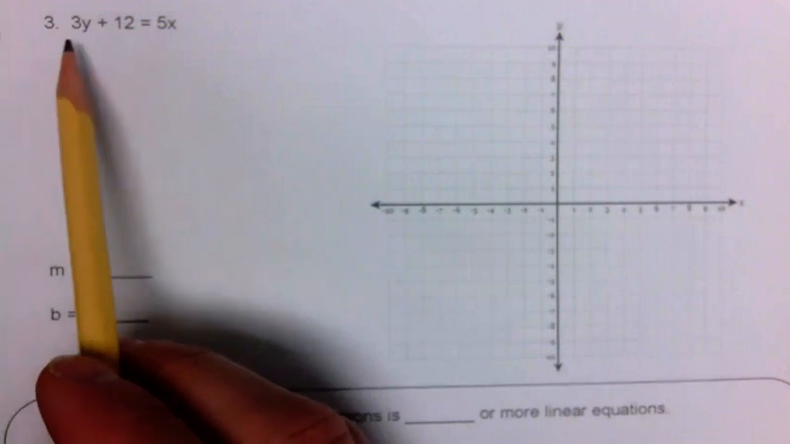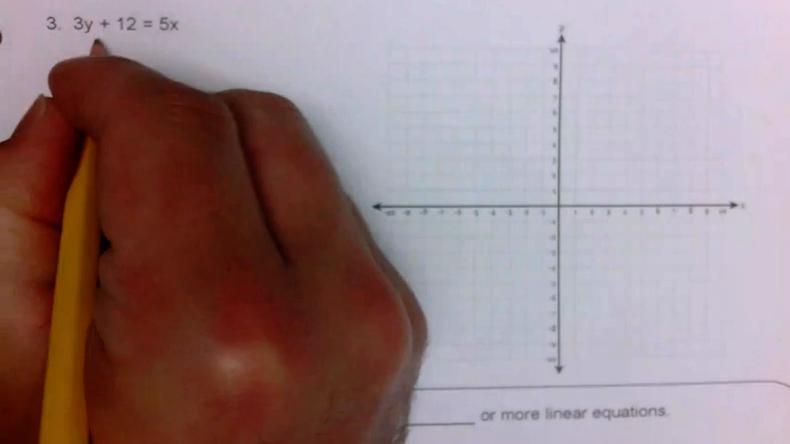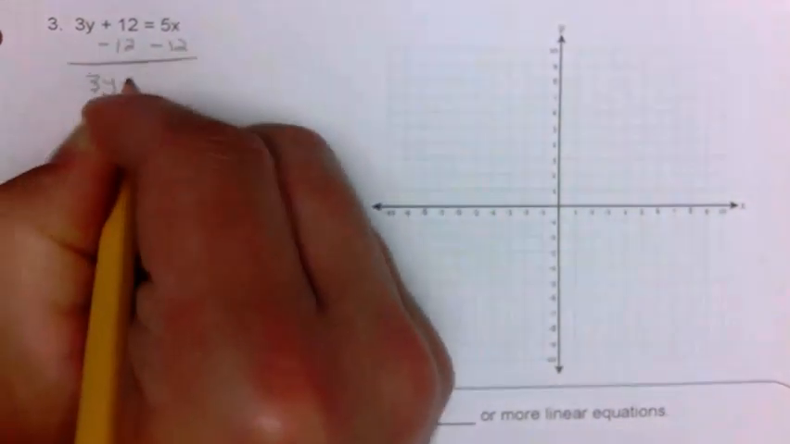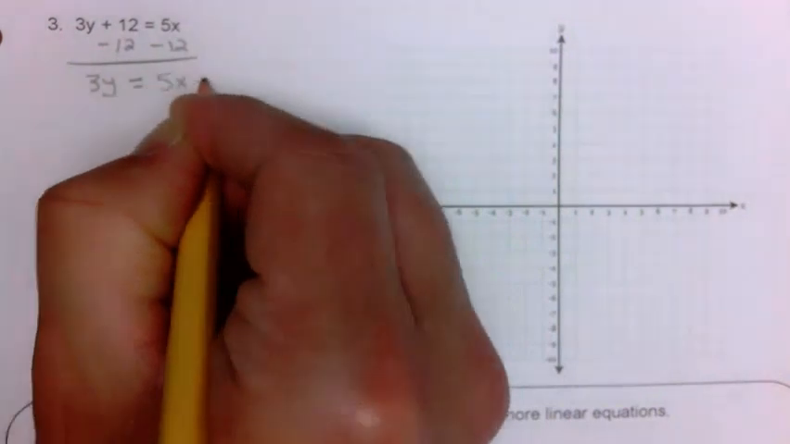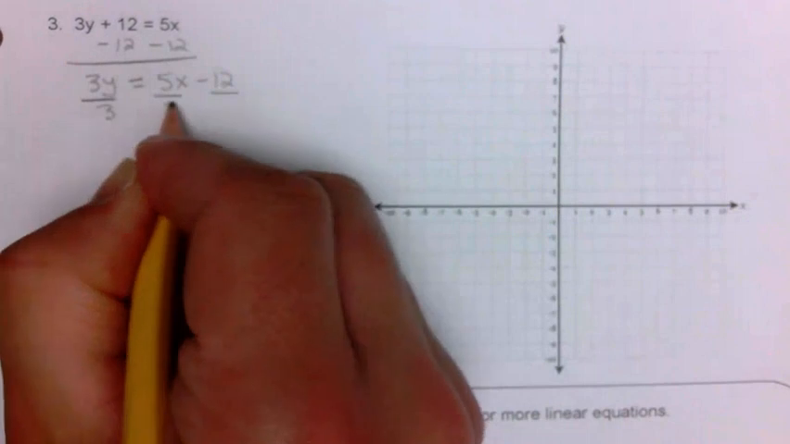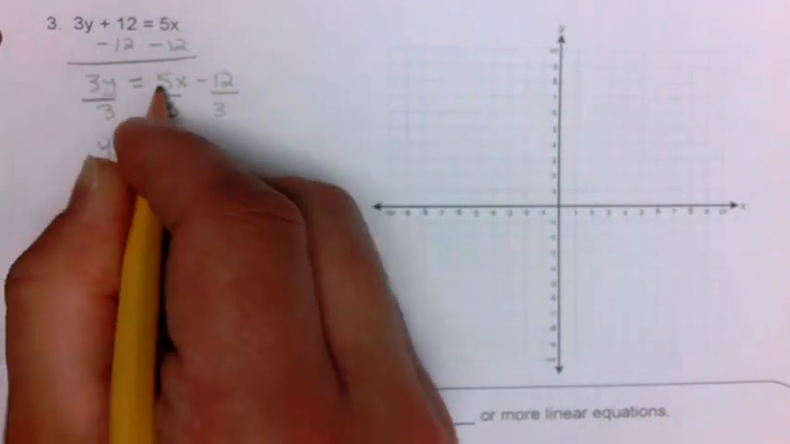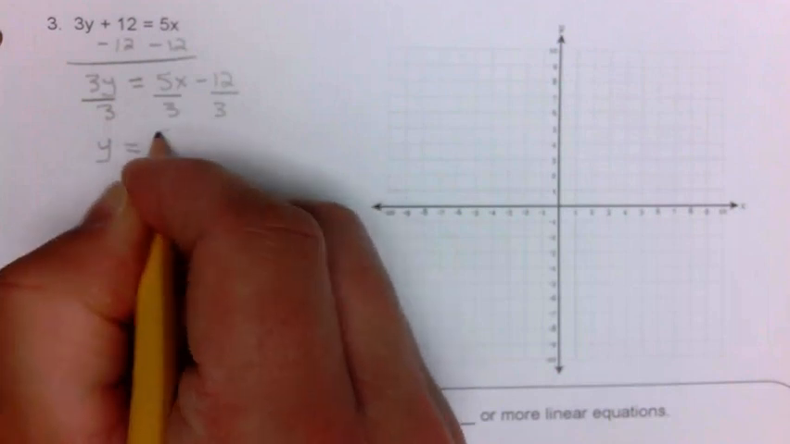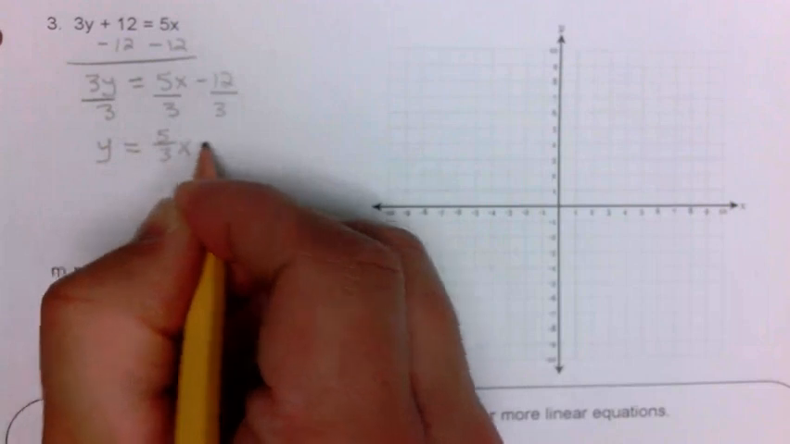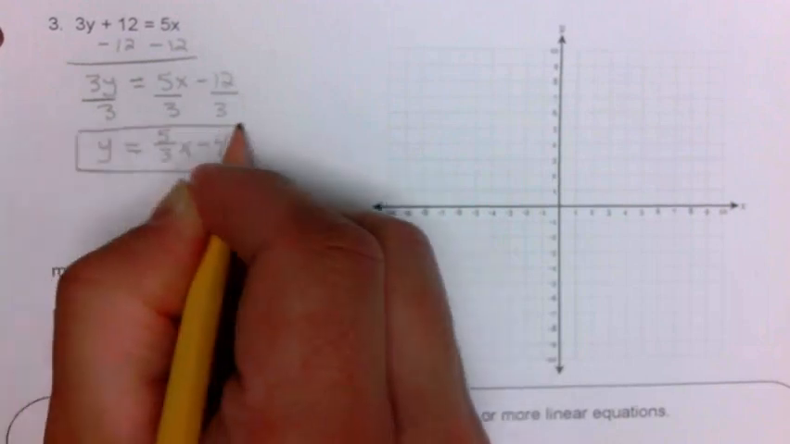Let's get this in slope-intercept form by isolating the y term. So let's subtract 12 from each side to begin. 3y equals 5x minus 12. And now we'll divide each side by 3. So 3y divided by 3 is y. 5x divided by 3, we're just going to call that 5/3 x. And negative 12 divided by 3 is negative 4. y equals 5/3 x minus 4.